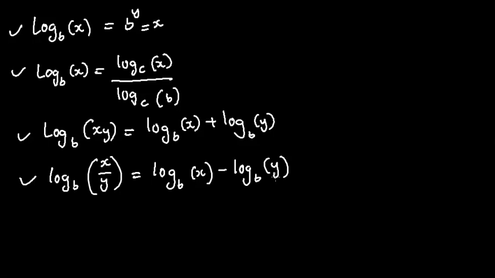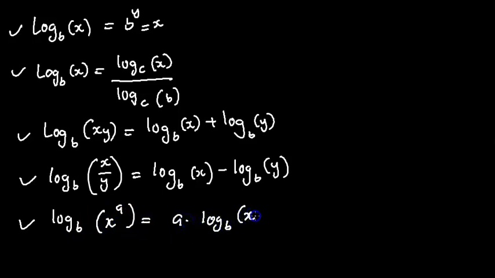Next thing we have on the list is the power rule. In this case, let's assume we are given log base b of x to the power of a. This is simply going to be a multiplied by log base b of x. When raising a number to a power, you can multiply the exponent by the logarithm of the base. First thing you need to do is to take the logarithm of x with base b, then multiply it by a.